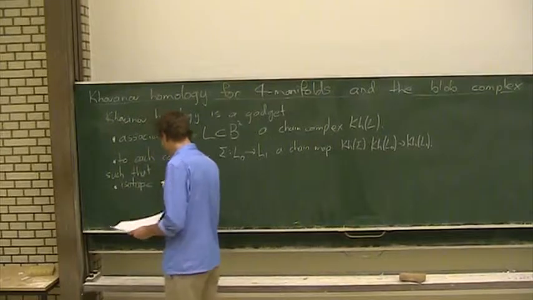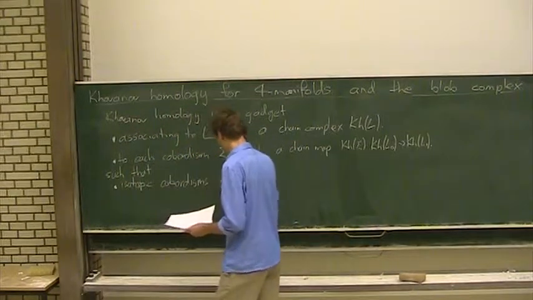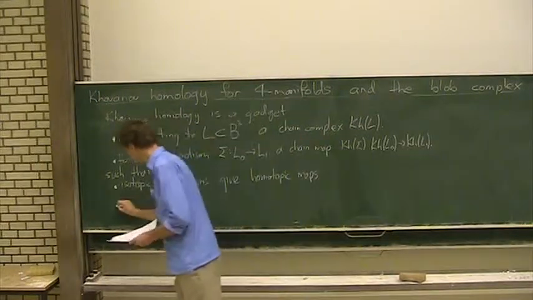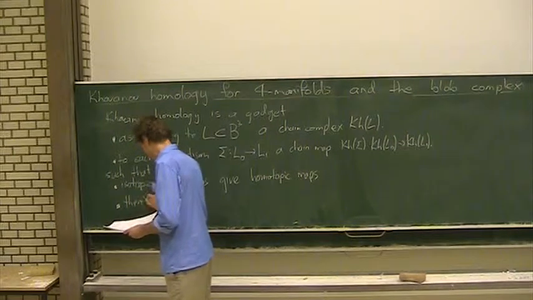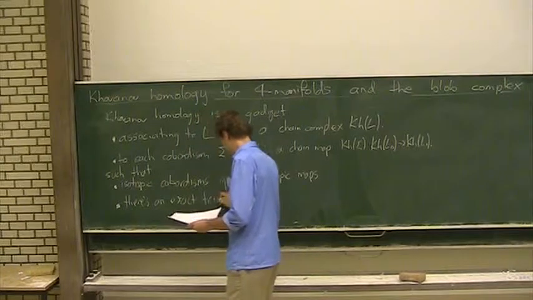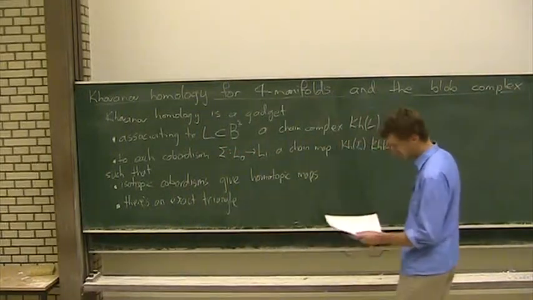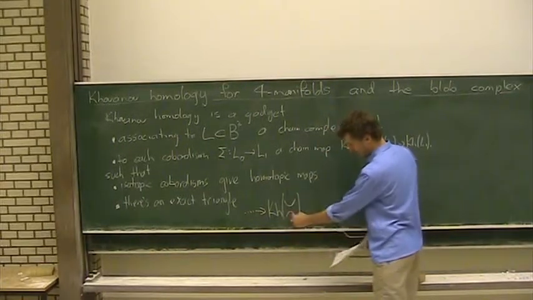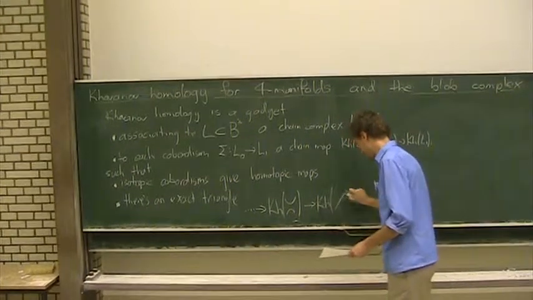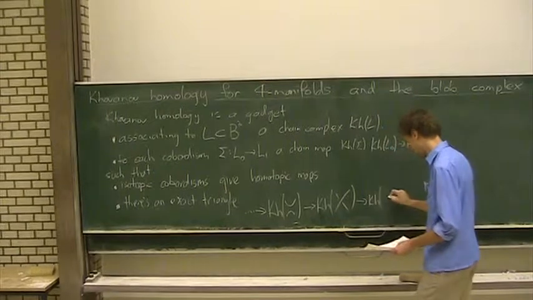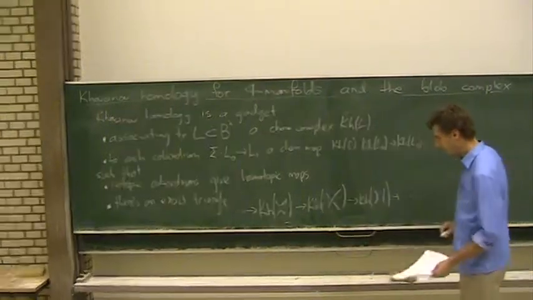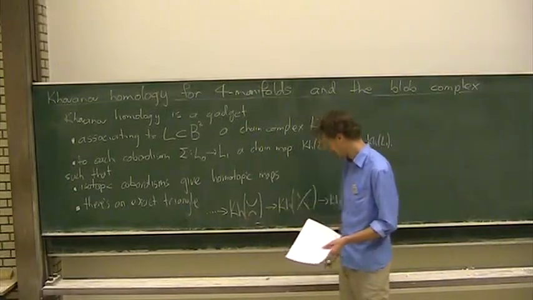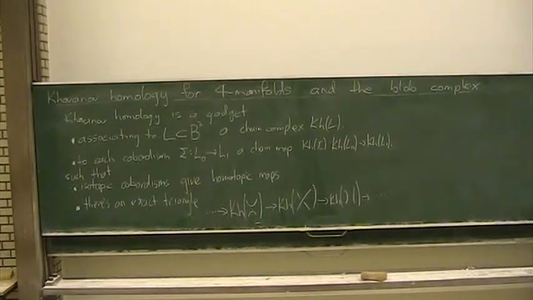First of all, isotopic cobordisms give homotopic maps, and there's an exact triangle relating the chain complexes for a link and the two resolutions of a given crossing. So this is some link that in some little ball looks like this. Here we've got the same link, but in that little ball there's a crossing. And finally there's the other resolution of that crossing. And so I drew an exact triangle and wrote it like a long exact sequence. There's a map from here back to the Khovanov homology of this other resolution, and at one of these three points that I can't quite remember, there's some grading shift in the homological direction.